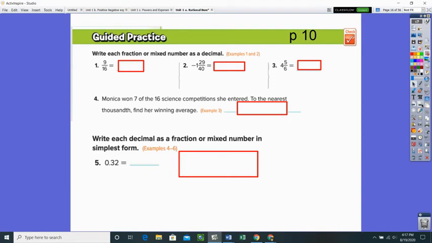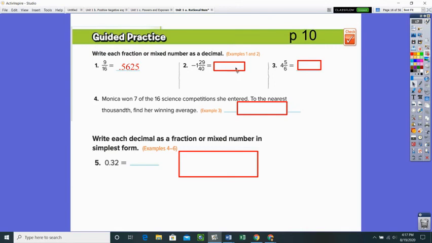I would like you to pause the video and try these 5 problems. We are pretty much done for today. When we come back, I'm just going to do one extension problem with you, and we are finished. Okay, let's see how you did.